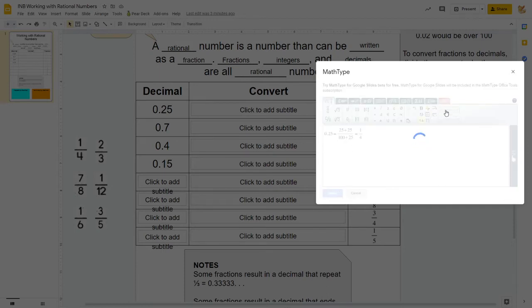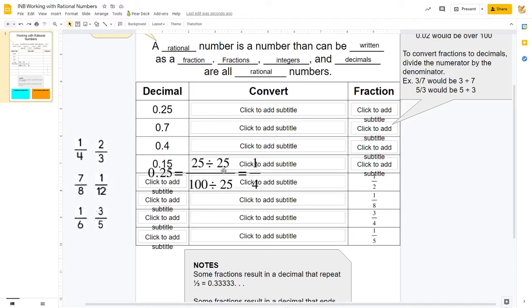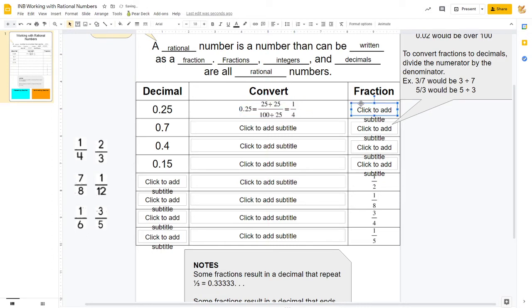So I'm going to click insert. And the best part about this is it auto sizes it for me. And as I make it smaller, like a picture, it fixes the print as it is. So right there, I have 0.25 equals 1/4.